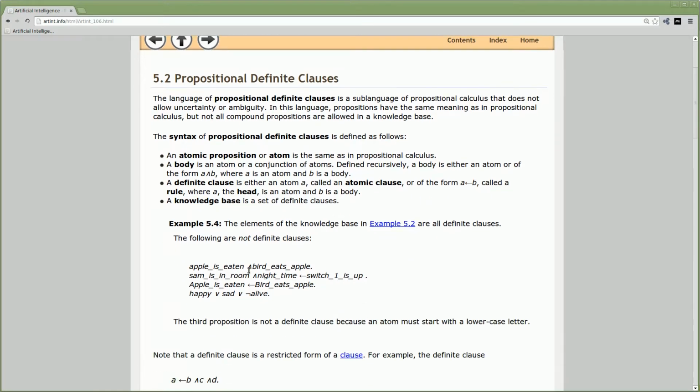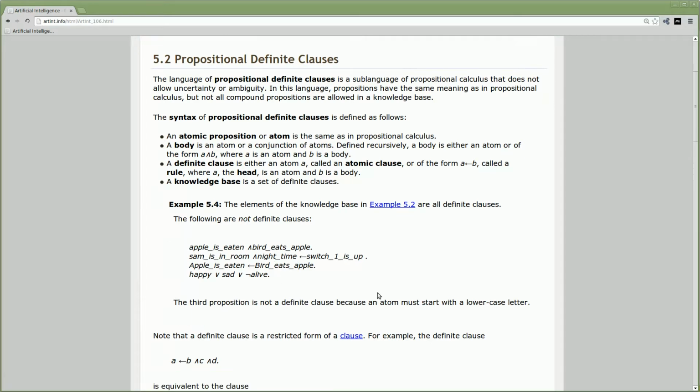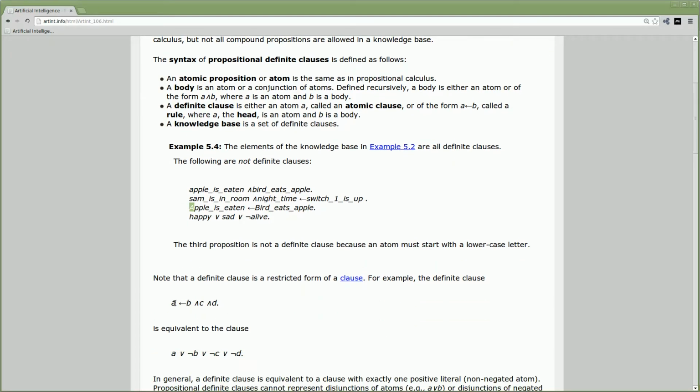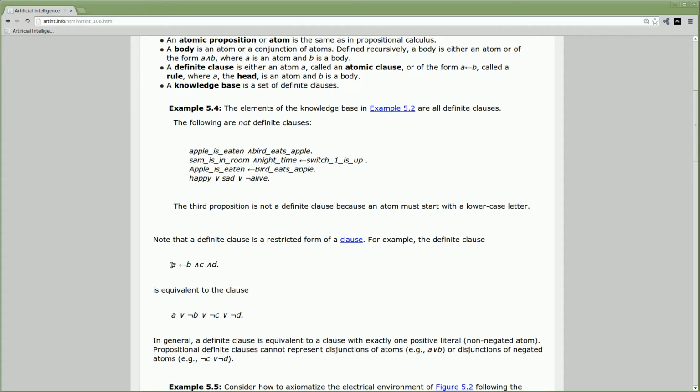So here are some examples of things that are not definite clauses. "Apple is eaten and bird eats apple" isn't in the form that we require. It's a conjunction, but there's no if. This next one looks like it should be, but it's pointing out that these are syntactically incorrect atoms because they have capital letters. And this is a nice, typical, beautiful-looking definite clause. It's got an atom on the left, and on the right, it's got some conjunction.